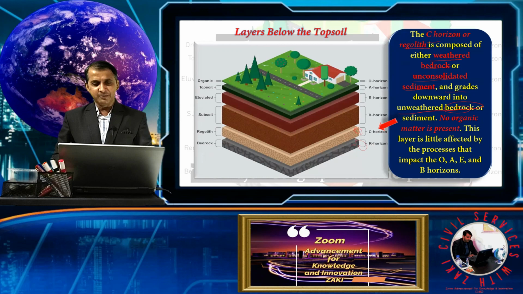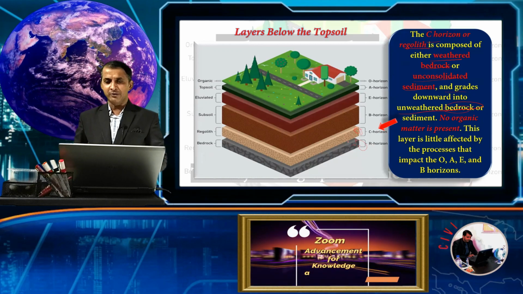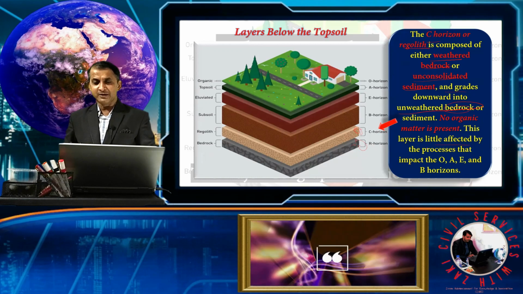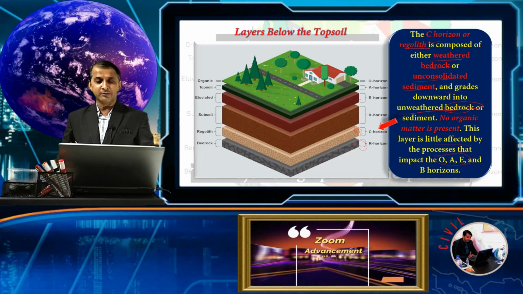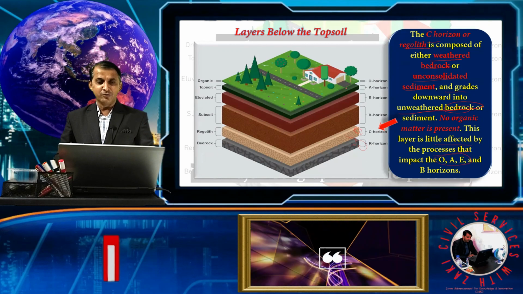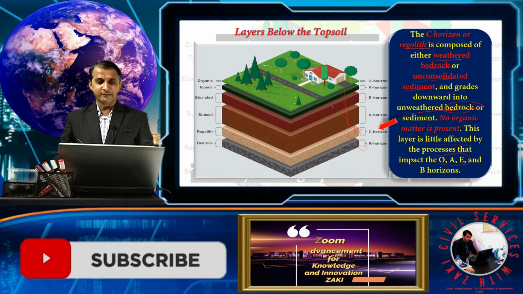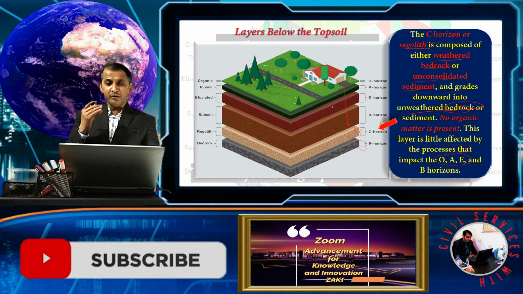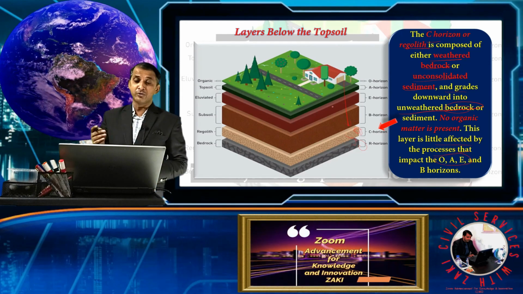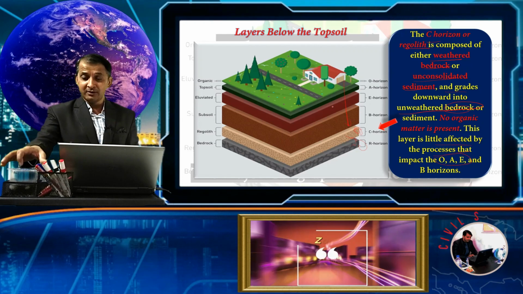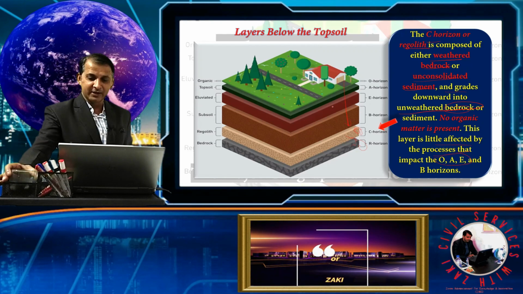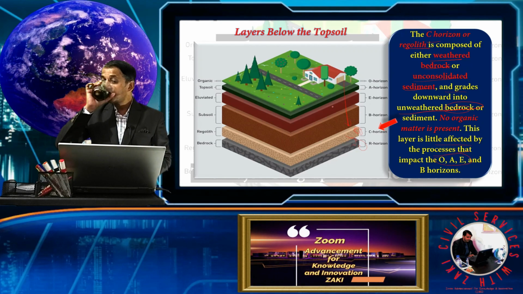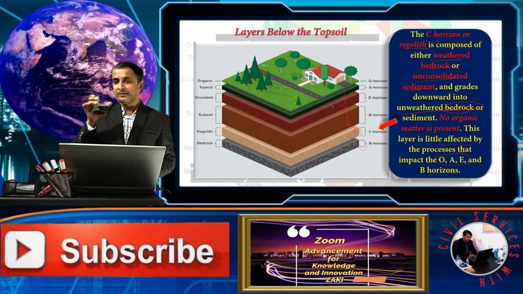Below this you can find unweathered rock. This layer is little affected by the processes of the O, A and E horizons. It is not affected by all these layers above, and it does not contain any organic matter. No organic matter is present in this layer.